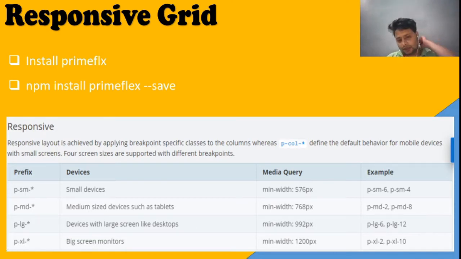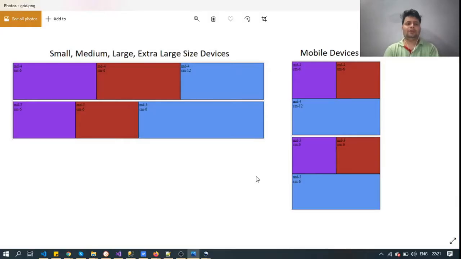What exactly the media query is, or what the medium width in px is, is defined here. For small, the minimum width is 576. So the width of the device for which the small devices CSS works is 576 to 767. This is the range for small devices. Same for the medium devices, the range is 768px to 991px, right?